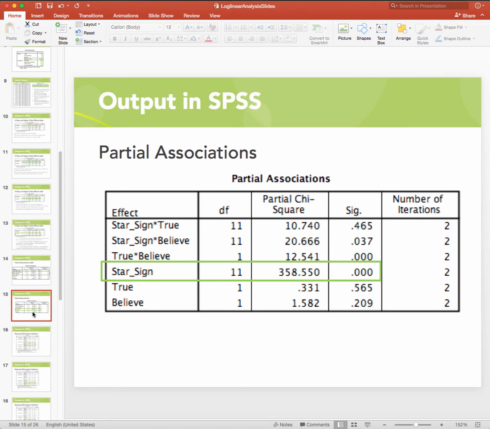Likewise, in this table, we know that removing the one-way effects also significantly affects the fit of the model, and these findings are confirmed here because the main effect of the star sign is significant. This means that we collected different amounts of data for each of the star signs.